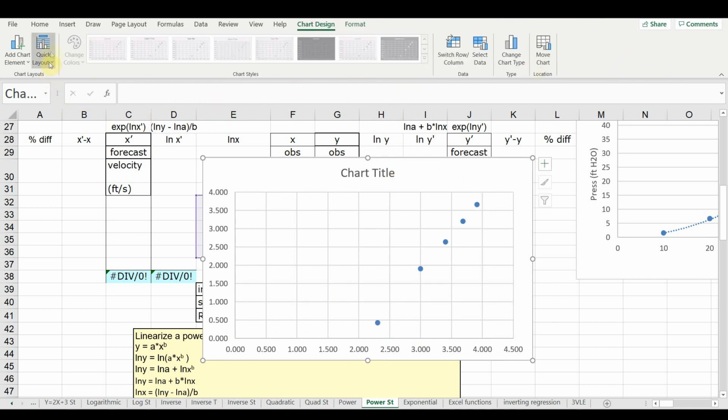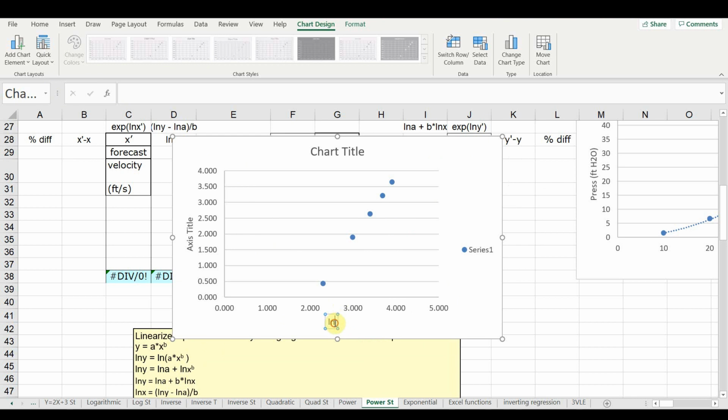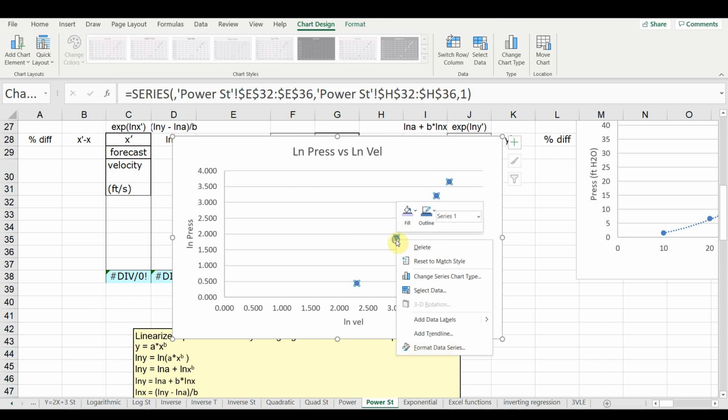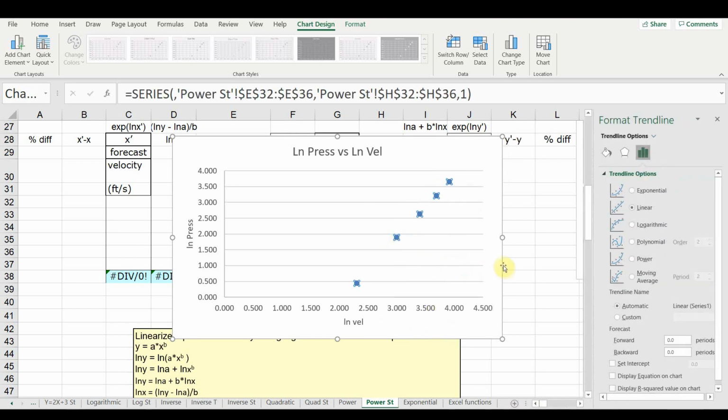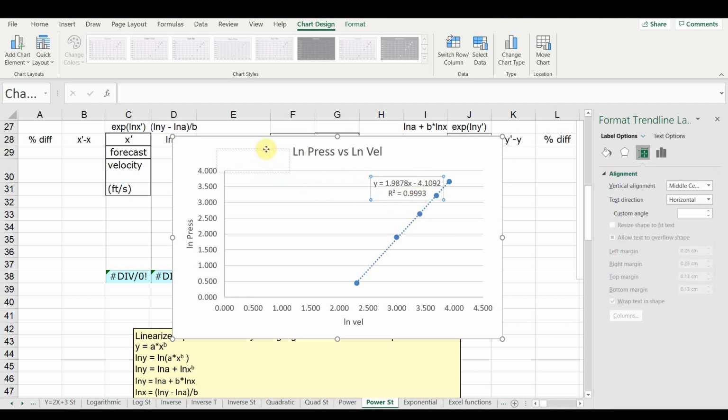Quick layout number 1. Now our x-axis will be ln velocity, and the y-axis will be ln of pressure. I'll just leave it at that. So our chart title will be ln pressure versus ln velocity. Get rid of the legend. We're going to right click and add a trend line, and we'll make it linear. Display the equation, display the r squared. Looks real good, doesn't it?